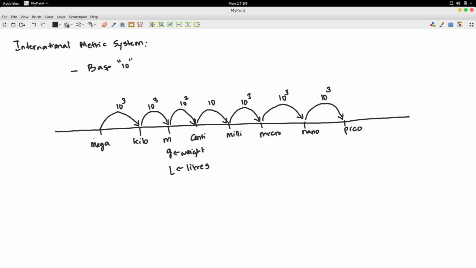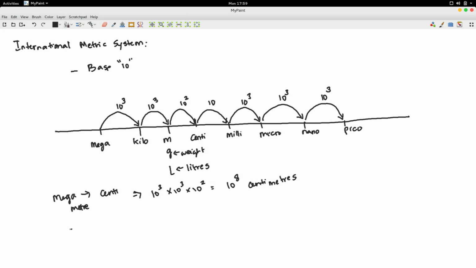So if you want to go directly from mega of something to centi of something, all you have to do is multiply the tens and the powers. So that'll be 10 raised 8 centi units. It'll be centimeters, so 1 megameter would be equal to that many centimeters.